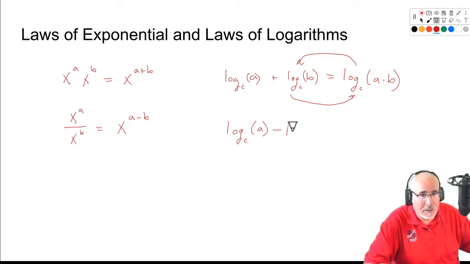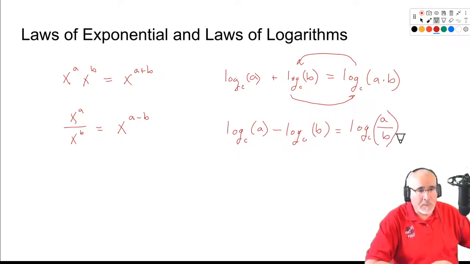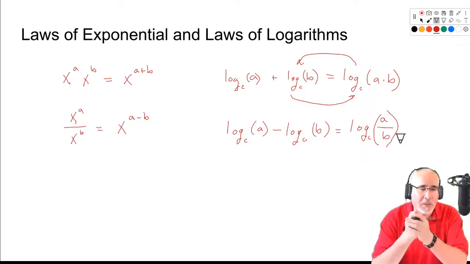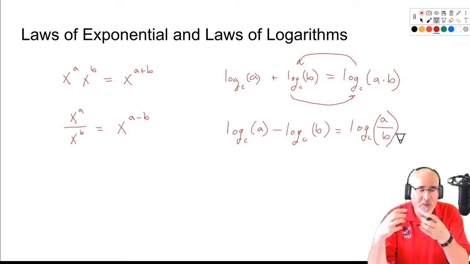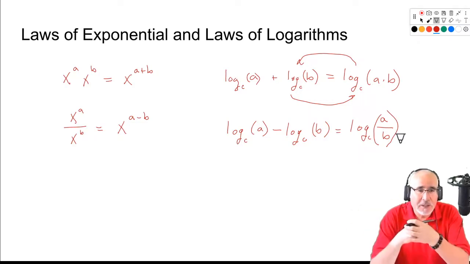Subtract log base c of b, and what we get is a single logarithm, base c of a divided by b as our input. And we'll see that these are properties that we will use to simplify, to be able to solve equations, and sometimes we're going one way, sometimes we're going the other.